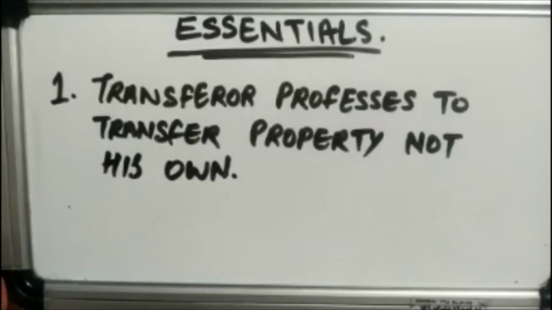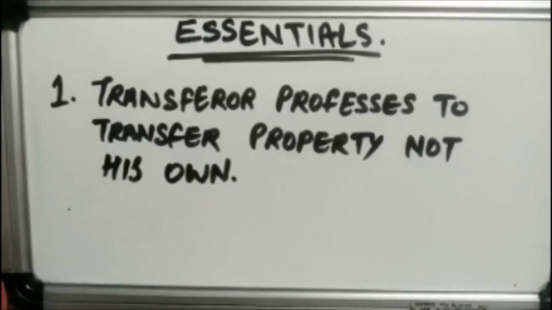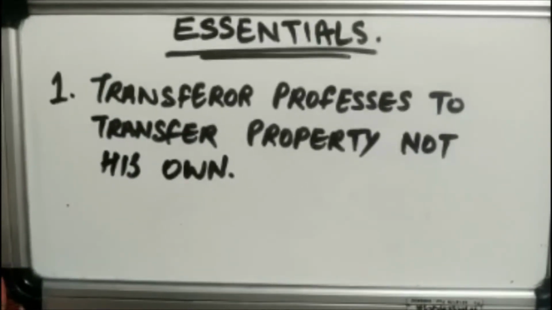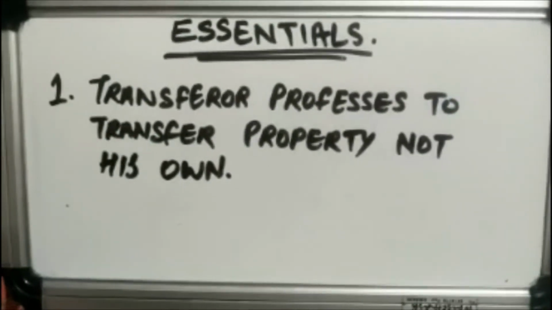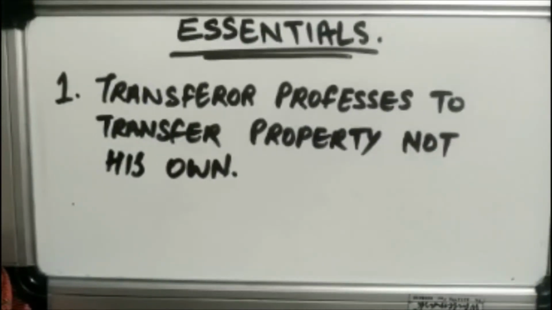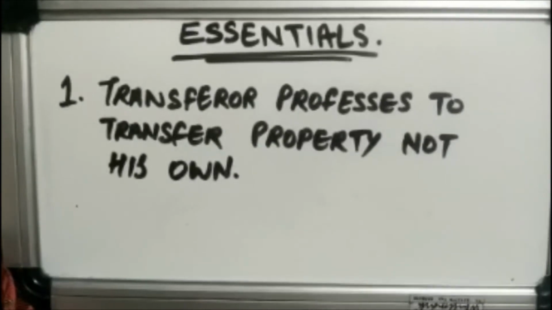Moving on to essentials or provisions in respect to doctrine of election. There are basically three essentials. The first essential is transferor professes to transfer property not his own. He just professes to transfer the property. He is not the real owner of the property and therefore cannot transfer property but can only make an arrangement or contract for transfer of the property.